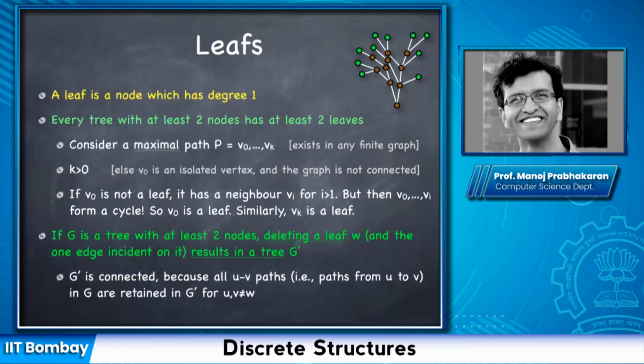So why is this? I need to make sure that it is connected and acyclic. It's acyclic, and I cannot introduce cycles by deleting a node. And why is it connected?